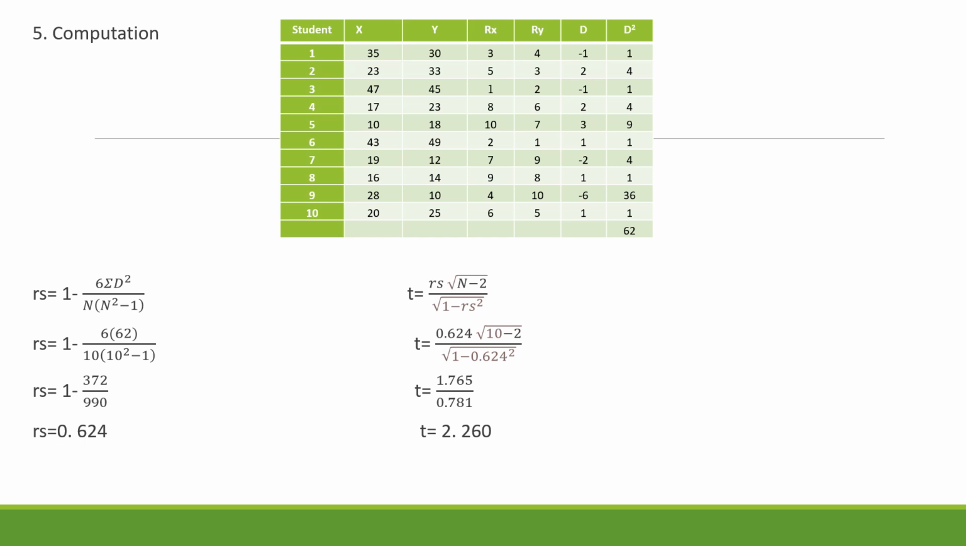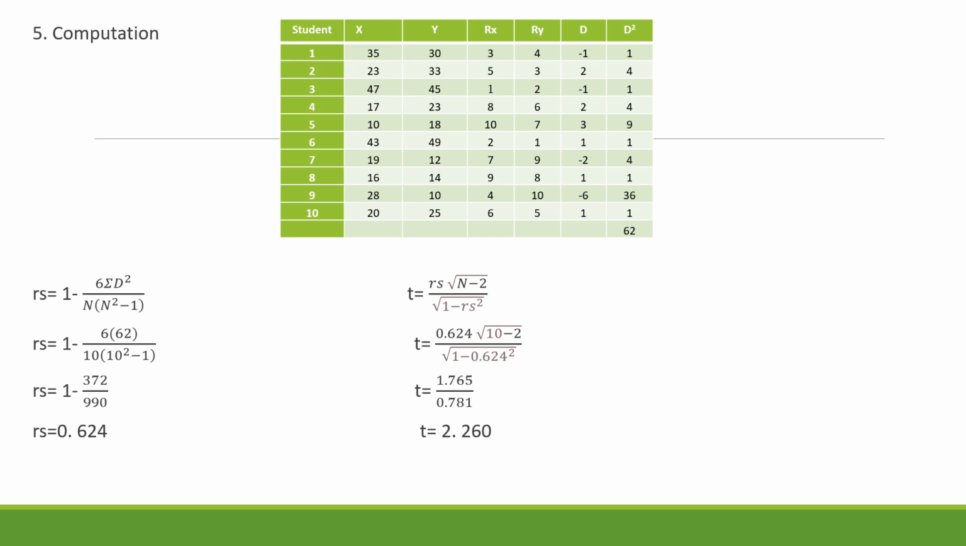And then after ranking our X and Y, let's proceed to the D, the difference. So Rx minus Ry. We have 3 minus 4, negative 1. 5 minus 3, 2. 1 minus 2, negative 1. 8 minus 6, 2. 10 minus 7, 3. 2 minus 1, 1. 7 minus 9, negative 2. 9 minus 8, 1. 4 minus 10, negative 6. 6 minus 5 is 1.